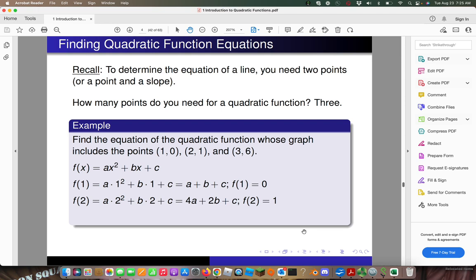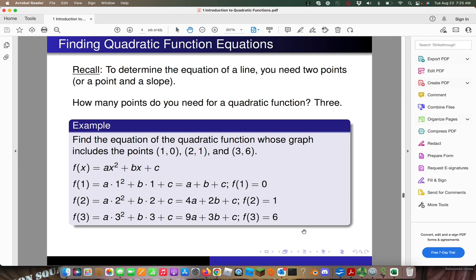We can do the same thing with the third point, f of 3 equals 6, but also f of 3 is equal to, using the formula, a times 3 squared plus b times 3 plus c. We'll simplify that to 9a plus 3b plus c. And then we can also plug in the point f of 3 equals 6.